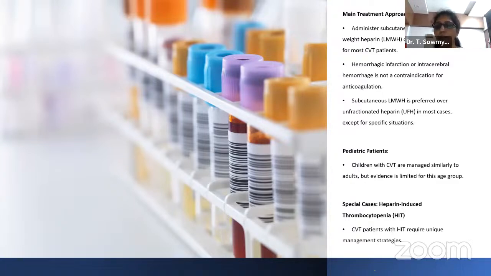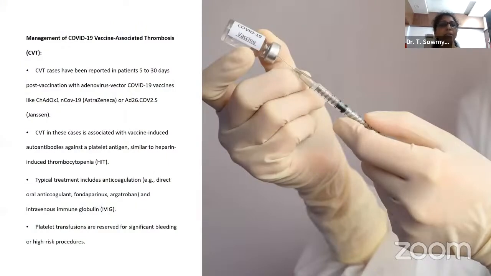For heparin-induced CVT with heparin-induced thrombocytopenia, and in COVID-19 vaccine related thrombosis causing CVT, where usually it happens between 5 to 30 days of vaccination, the treatment in both is to give either a direct oral anticoagulant or fondaparinux or a thrombin inhibitor like argatroban, and intravenous immunoglobulin.